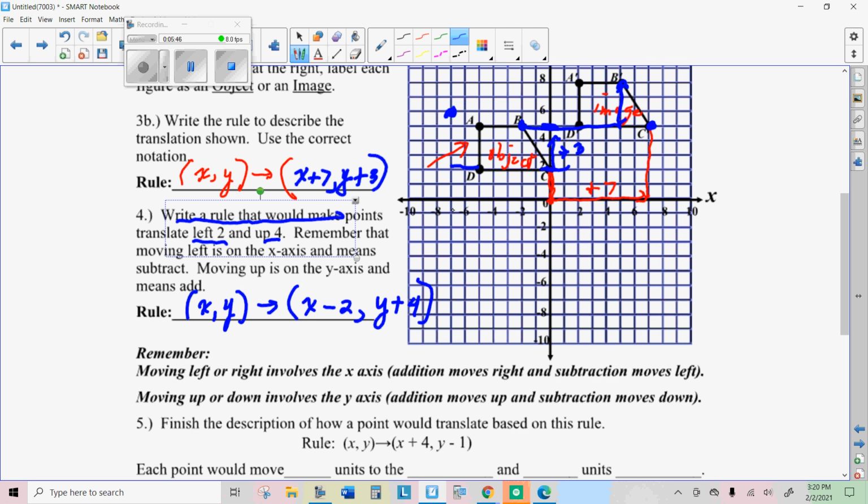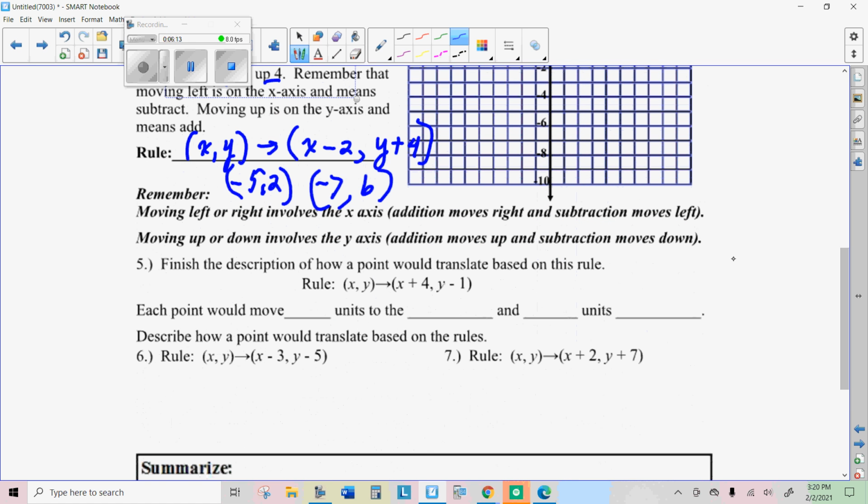The coordinates of my original point D were -5, 2. If I subtract 2 from -5, I get -7. If I add 4 to the y coordinate 2, I get 6. And that is the point right here. So it worked. Remember, moving left or right involves the x-axis, and moving up or down involves the y-axis. So if you wanted to move left or right, you're going to have to do something to the x-coordinate. If you wanted to move up and down, you're going to have to do something to the y-coordinate.